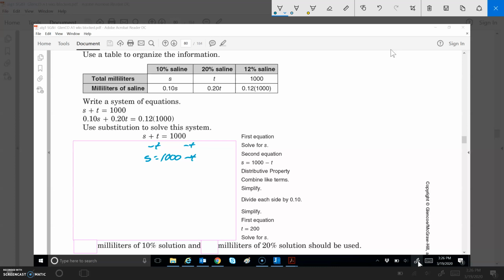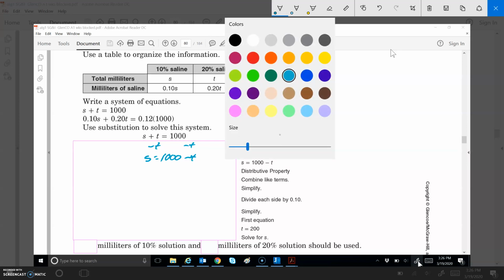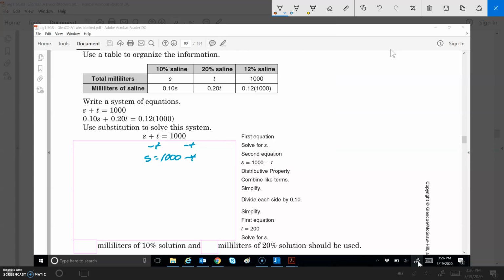So now what we're going to do is plug this in for S. All right. So I got 0.1 times, and I'm replacing S with 1,000 minus T, plus 0.2 T, and 12% of 1,000 is 120.